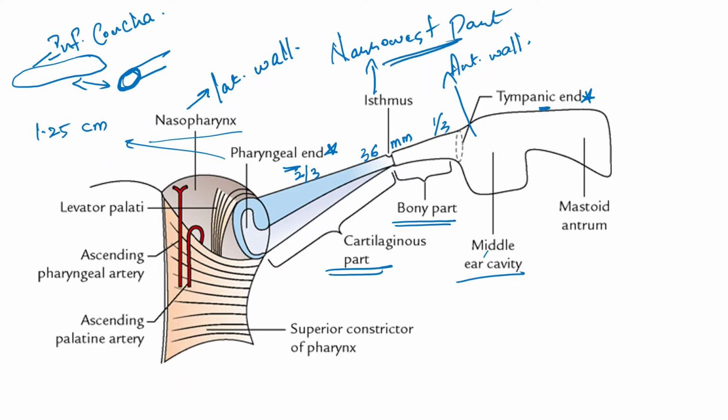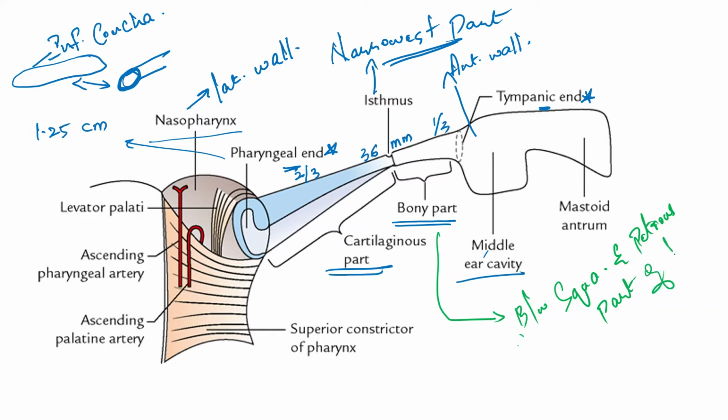The bony part of the auditory tube is located along the base of the skull. It is seen between the squamous and the petrous part of the temporal bone.